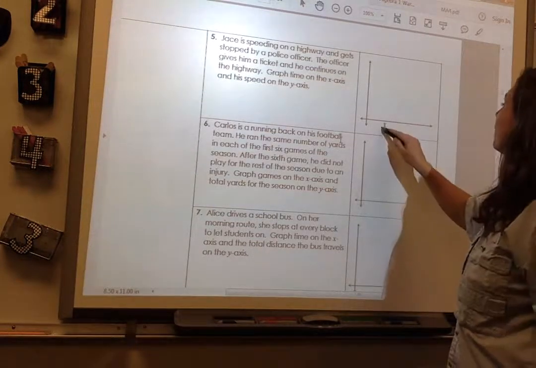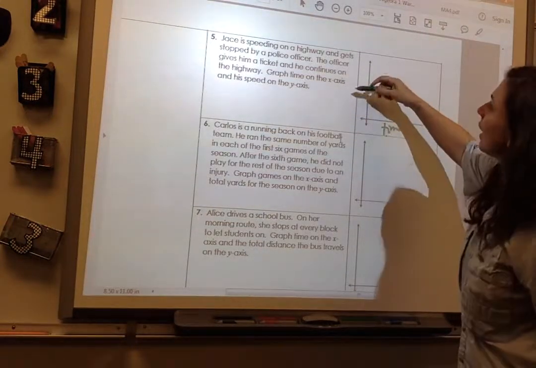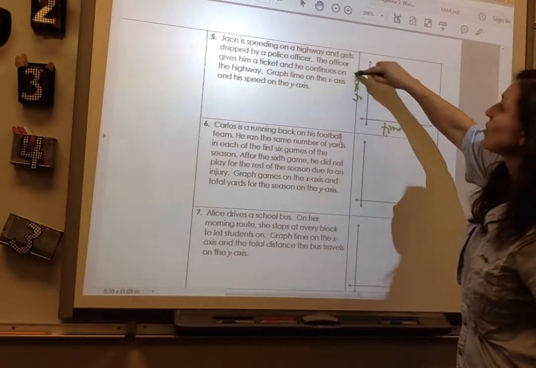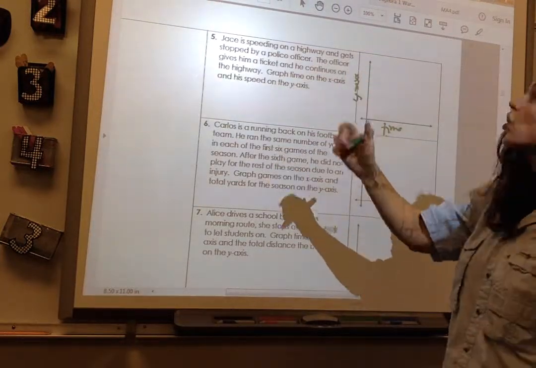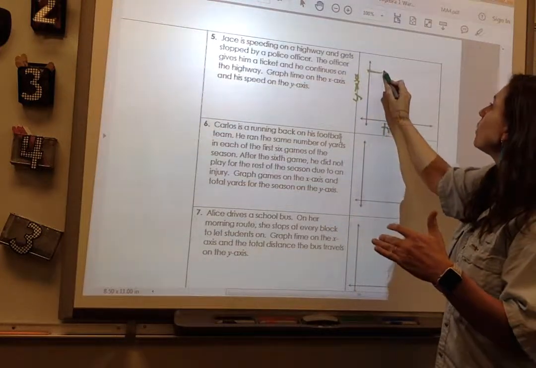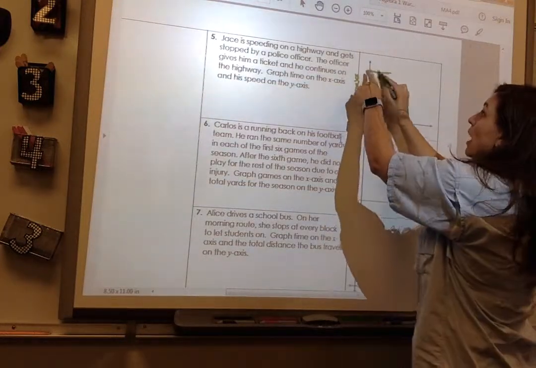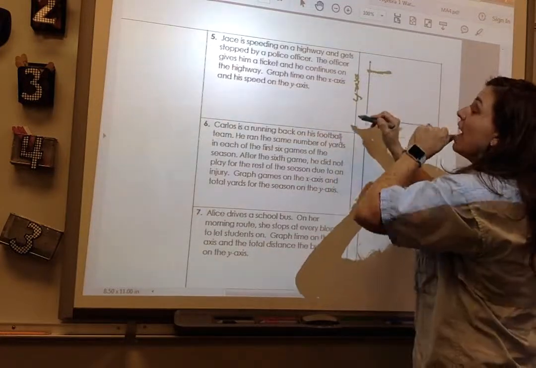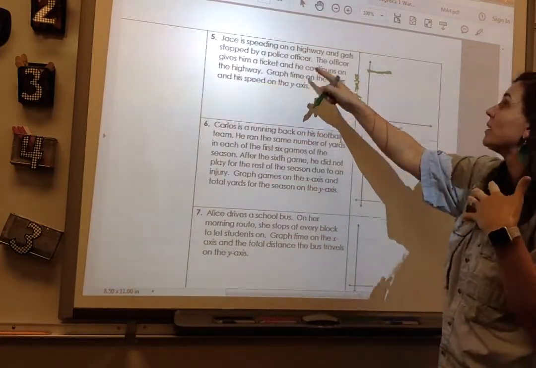Graph time on the x-axis and speed on the y-axis. So he was speeding, so his starting point is right here. He's going and going and going at this fast rate, so time's moving on as he's going faster. And then he gets stopped by a police officer.